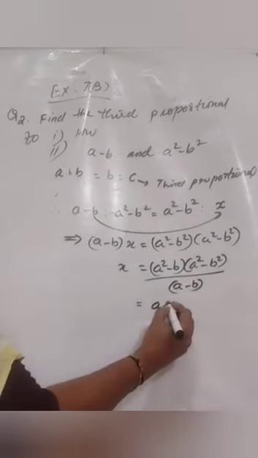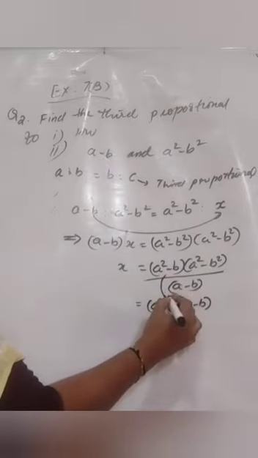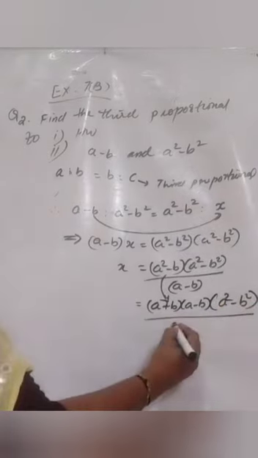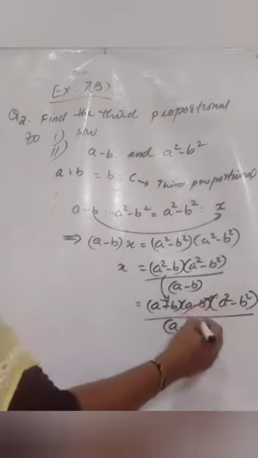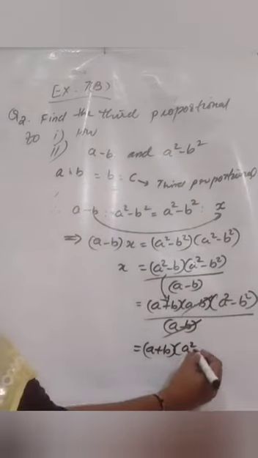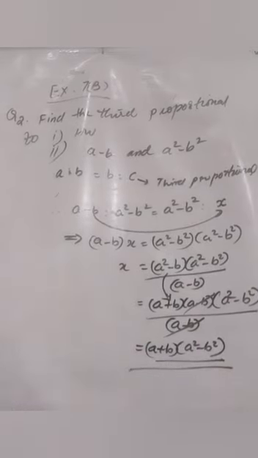We all know the identity, what is a square minus b square? Yes, a plus b into a minus b. First one we can do like that. Second, same itself, a square minus b square. Denominator also same, a minus b. We can cancel out a minus b. So the result will be a plus b into a square minus b square. Okay.